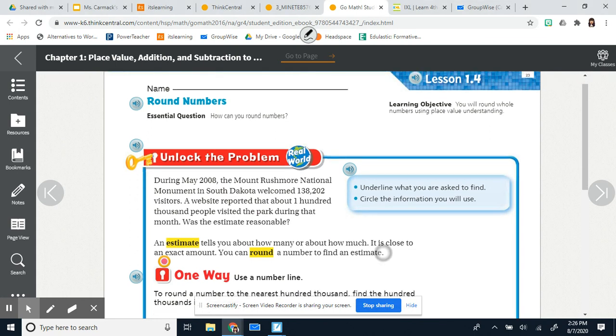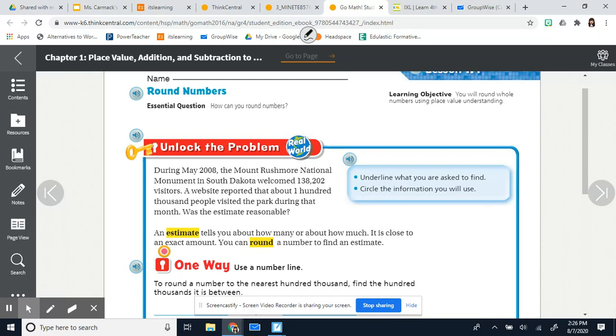So we have unlocked the problem here. During May 2008, the Mount Rushmore National Monument, South Dakota, welcomed 138,202. Okay, so just like I did yesterday, I like to underline numbers that I'm given in a problem. So we have 138,202 visitors. A website reported that about 100,000 people visited the park during that month.